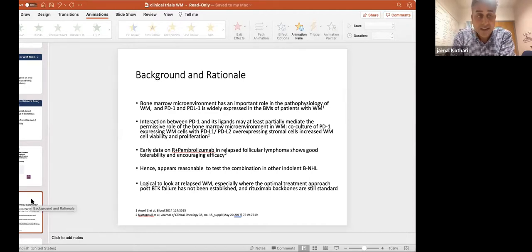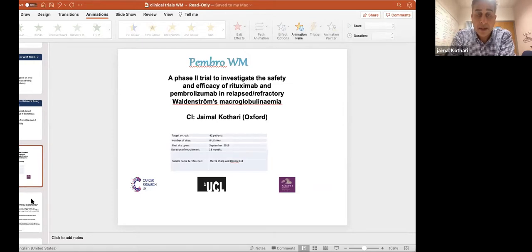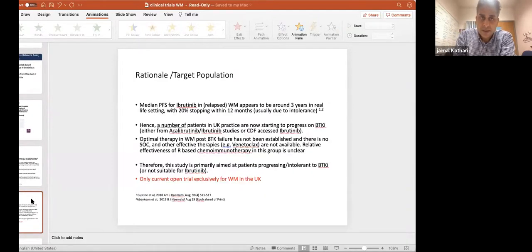This is the first study that's actually looking to use this class of drugs in patients with WM. We used it with rituximab because rituximab for many years has been the cornerstone of the way in which we treat patients with relapsed WM, and the combination has been used in similar low-grade lymphomas, and it's been shown to be safe.